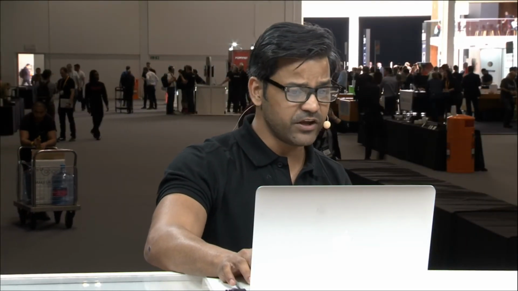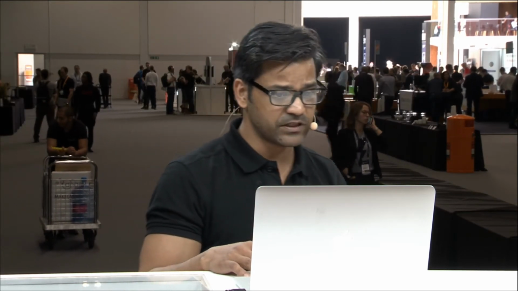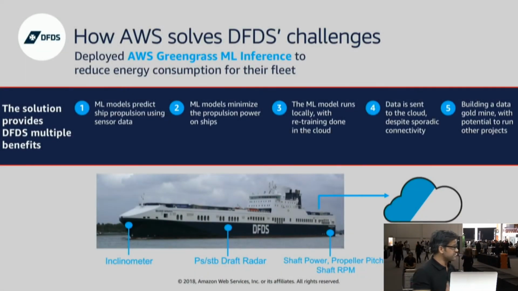So again, they're using Greengrass ML inference to do precisely that. They built ML models to predict the ship propulsion using the sensor data they're getting. All the sensors and connected devices locally within the ship provide all that telemetry, and the decisions are made there and then, because machine learning inference is happening right on the device itself. So again, another good example of where you can run ML models locally, where you can train these models in the cloud but deploy them on the edge.